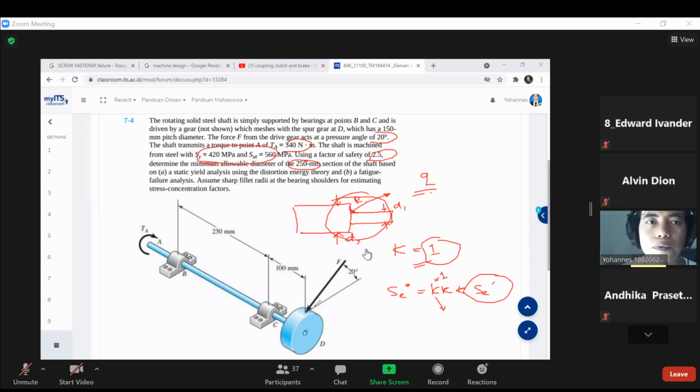Sir, excuse me, sir. Yes. So in this problem, because we don't have the dimension of the fillet, we only use a correction factor from the surface factor and the size factor, right, sir? Yes. And the other factors that you consider can be neglected, so just put the value of 1. For the size factor, you have to find it. And the surface finish factor also, you have to find it. Is it clear for you? Absolutely clear, sir. Thank you.